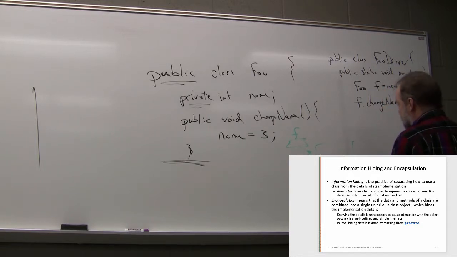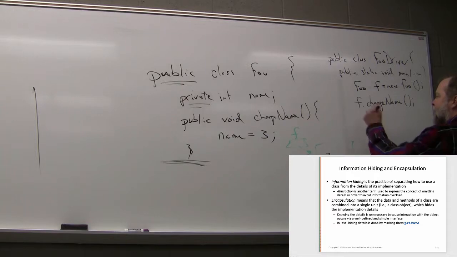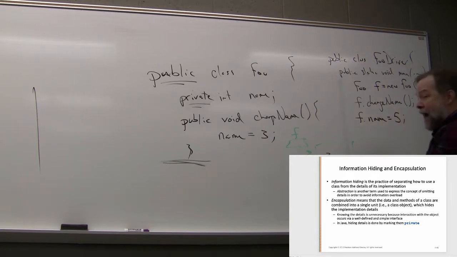And so when I call this method here, that's basically going to write a 3 into the name field of that object. All right? So far, nothing new. So here comes the new thing. What I cannot do is say f.name gets 5. Right? That does not work. It will not compile at this point.